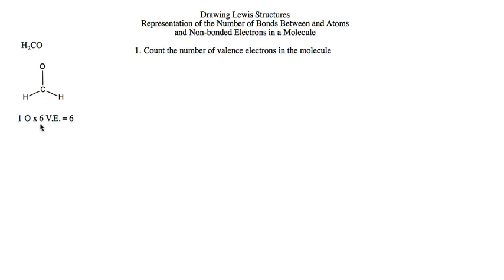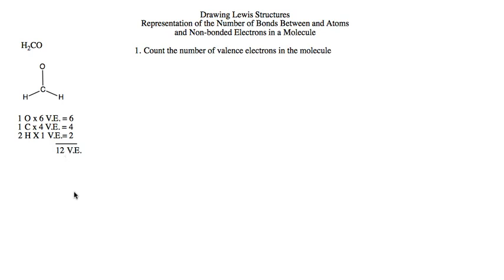We've got one oxygen with 6 valence electrons, so 1 times 6 equals 6. We've got one carbon with 4 valence electrons, so 1 times 4 is 4. And finally, we've got 2 hydrogens, each with 1 valence electron, so 2 times 1 is 2. That means our molecule has a total of 12 valence electrons. It's important to remember, and I should have mentioned this earlier, that in the Lewis structure we're only showing the valence electrons. Whatever structure we draw for this molecule is going to have 12 electrons represented.